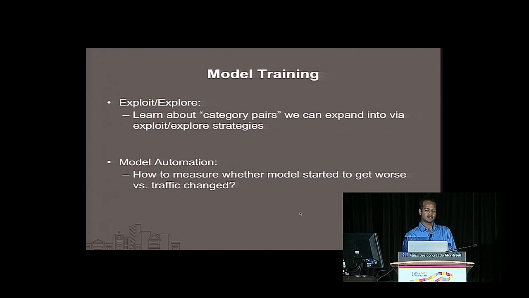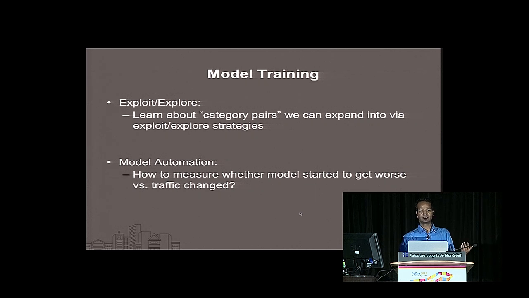So then there's this other interesting notion of exploit versus explore. As I said earlier, there are some categories which are non-intuitive, right? Like showing karaoke ads when people are searching for sushi or Japanese. How can we learn such non-intuitive pairs, right?